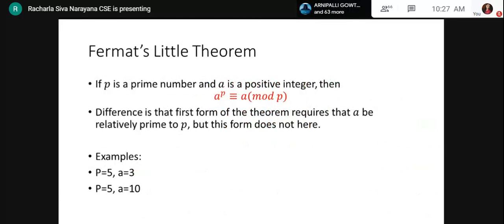Fermat's little theorem is the alternative approach for Fermat's theorem. Here some small changes are made. If p is a prime number and a is a positive integer, then Fermat's little theorem says a power p is congruent to a mod p. Previously, Fermat's theorem said a power p minus 1 is congruent to 1 mod p. But Fermat's little theorem is a power p congruent a mod p.